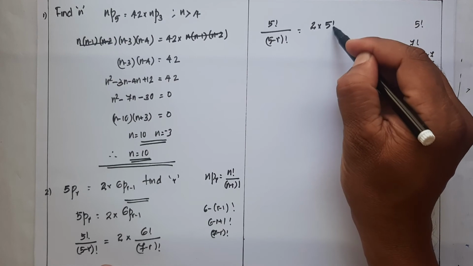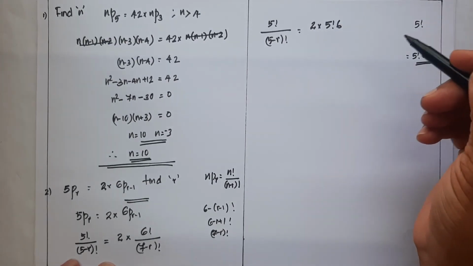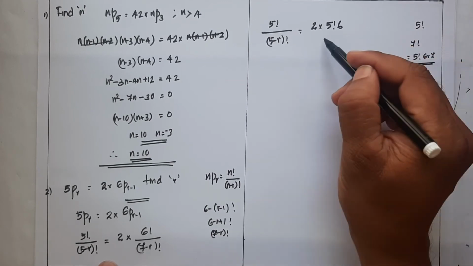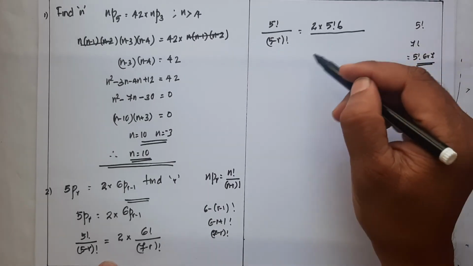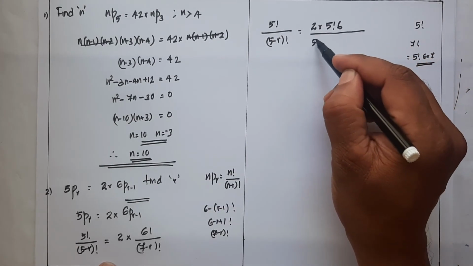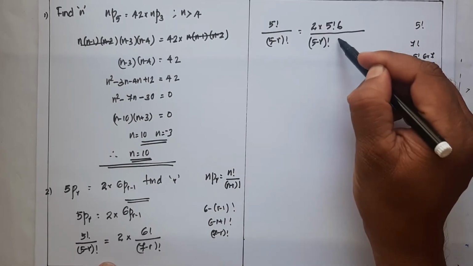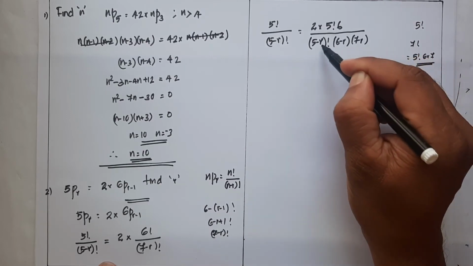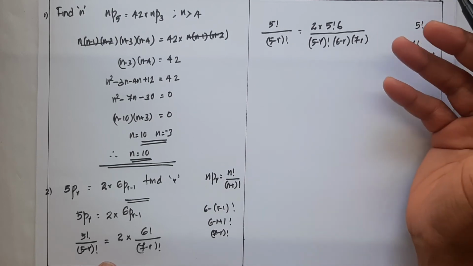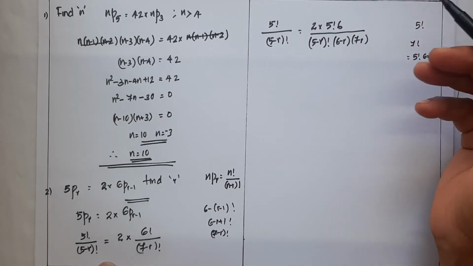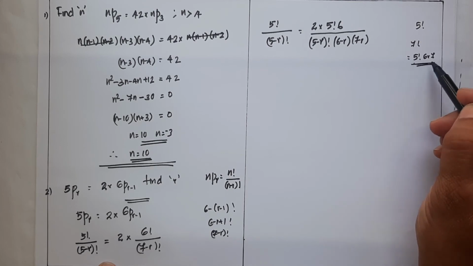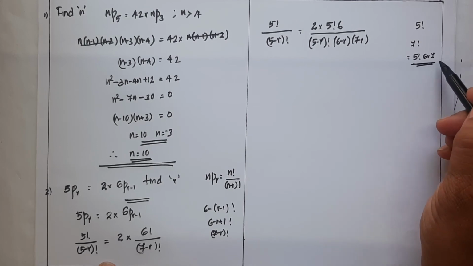as 5 factorial into 6, because 5 factorial multiplied by 6 gives 6 factorial. Okay, that is the whole divided by 7 minus r factorial, written as 5 minus r factorial into 6 minus r into 7 minus r, because 5 minus r factorial into 6 minus r gives 6 minus r factorial, and into 7 minus r gives 7 minus r factorial. Similarly, 7 factorial can be written as 5 factorial into 6 into 7, because 5 factorial into 6 gives 6 factorial, into 7 gives 7 factorial. That's all.